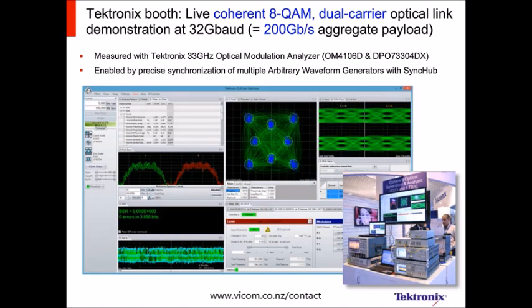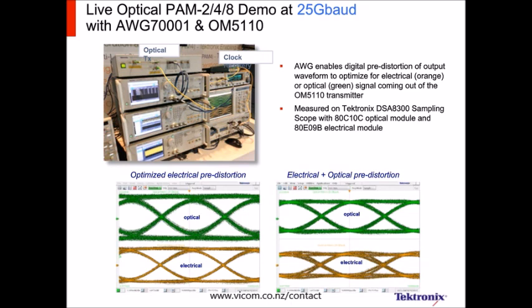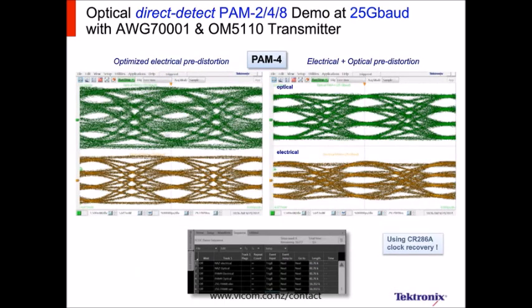This is another example from ECOC showing how the AWG, the arbitrary waveform generator, can be used to pre-distort a signal so that it looks nice after the optical transducer. So here on the left you see the really nice electrical eye, but after going through the E to O converter, it's not so nice anymore. But using the pre-distortion or pre-compensation, now the optical signal looks nice because the electrical signal was pre-compensated. And then here's the same thing for 4-level signals. Of course, you can do it with any type of signal.